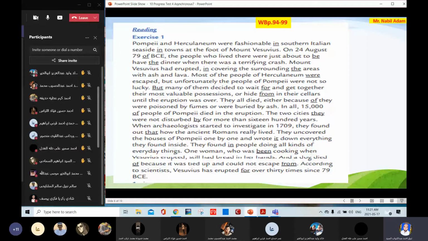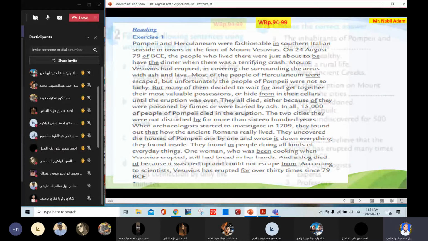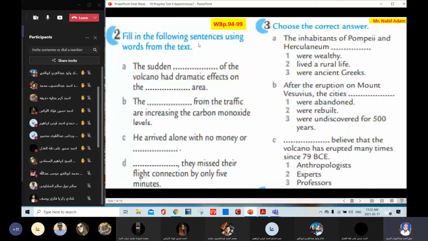Now, exercise number 2. Fill in the following sentences using words from the text. You are going to read the sentence. Now, think and guess which word is missing. You are going to choose a word from the text. Read the sentence. A. Hannah Sayed. Yes, teacher. A.